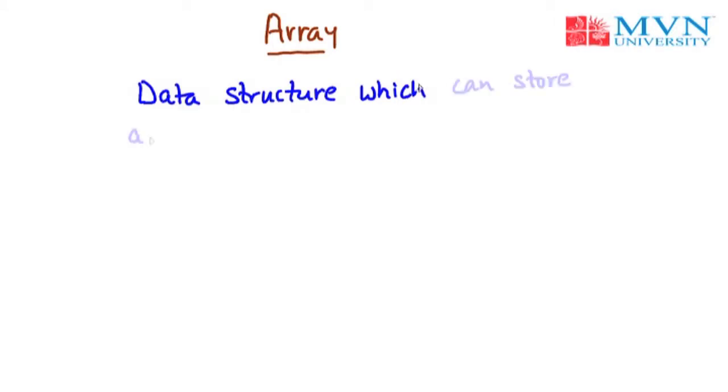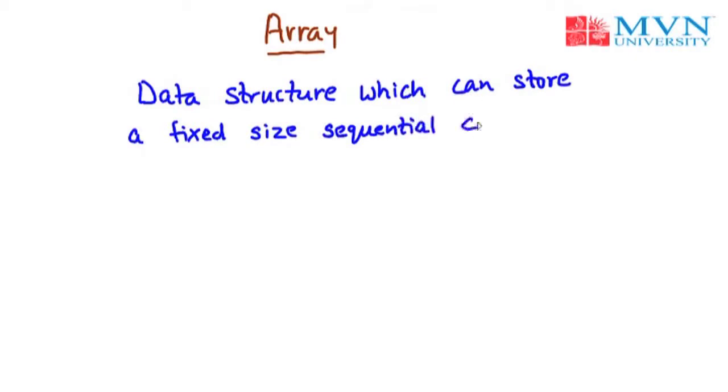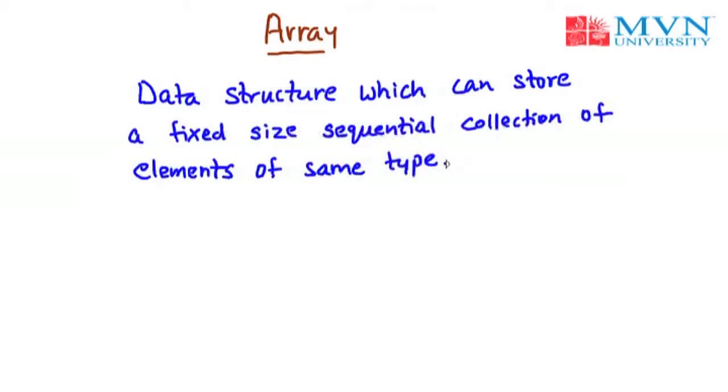Now what is an array? An array can be defined as a data structure which can store a fixed size, sequential collection of elements of the same type. An array is used to store a collection of data, but it is often more useful to think of an array as a collection of variables of the same type.